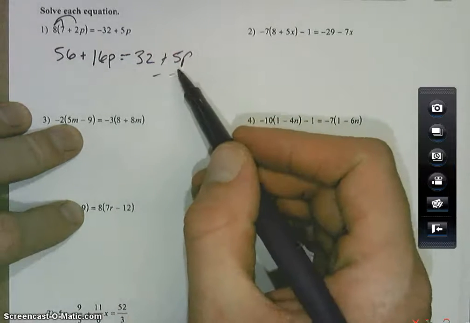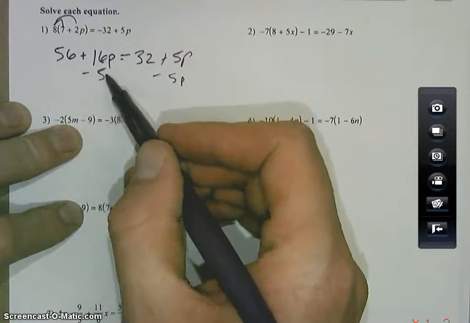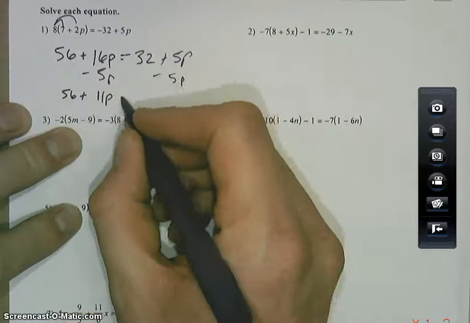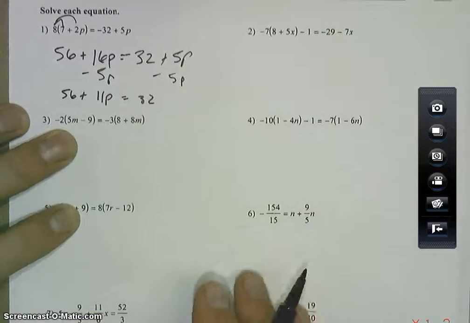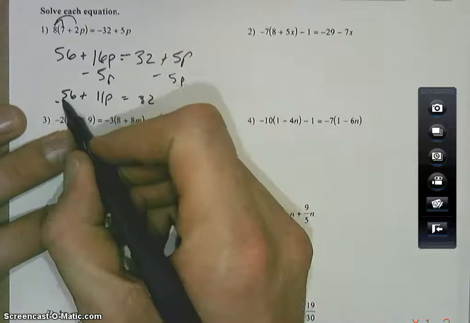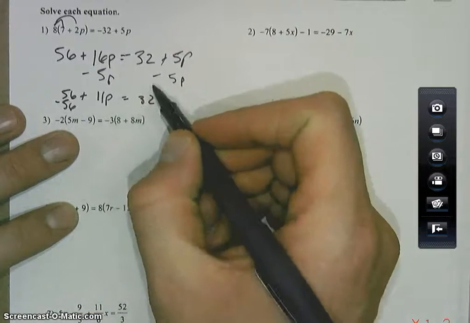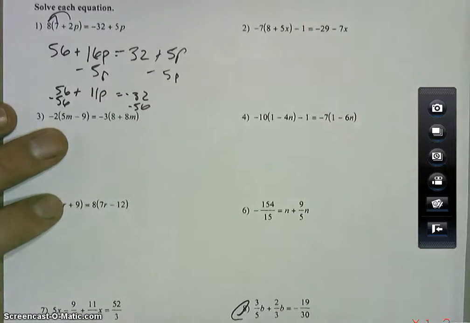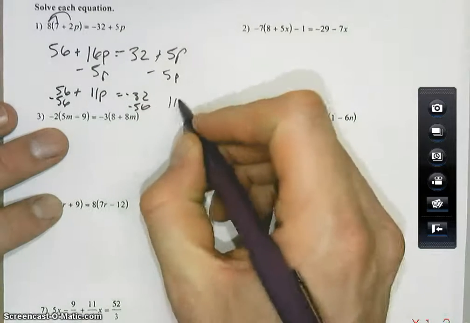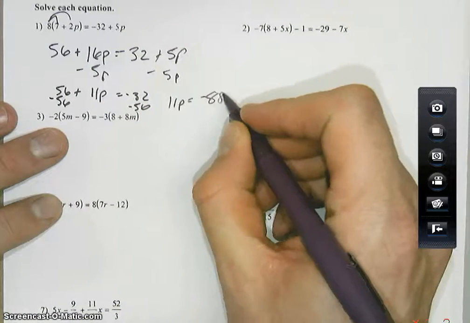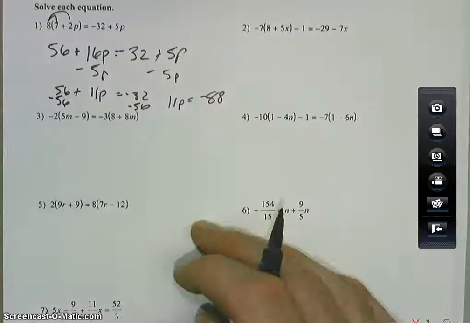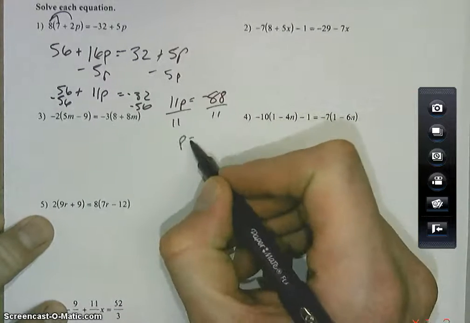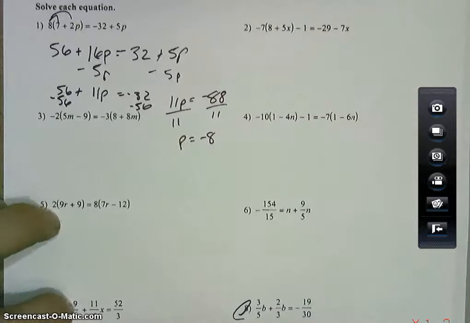Now we want to subtract 5p from both sides. So we get 11p equals 32. So 56 plus 11p equals negative 32. We subtract 56, sorry, that's a negative 32. Subtract 56. So when we subtract that, we're going to get 11p equals negative 88.